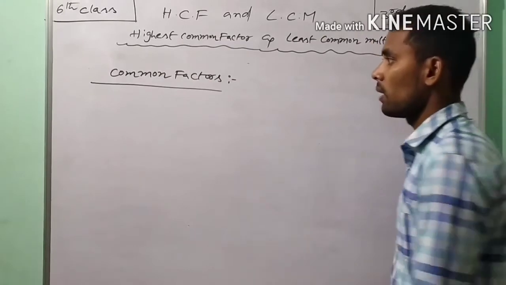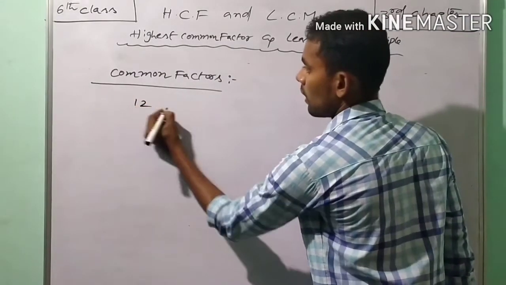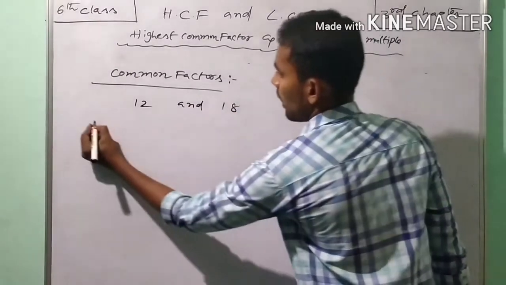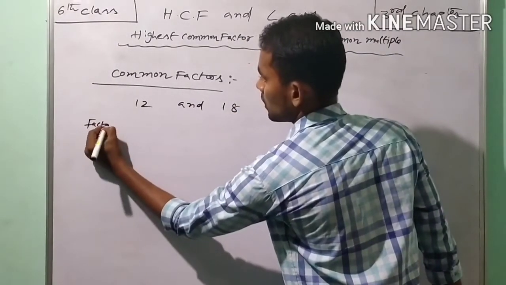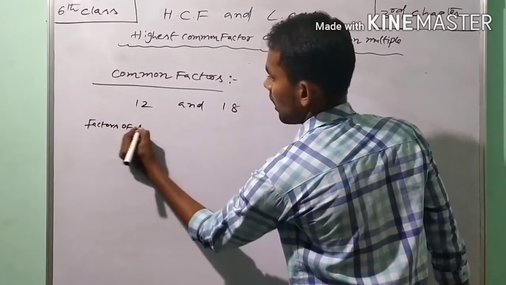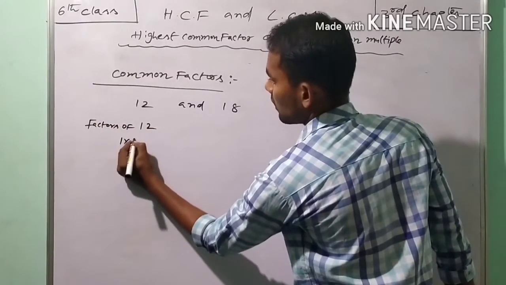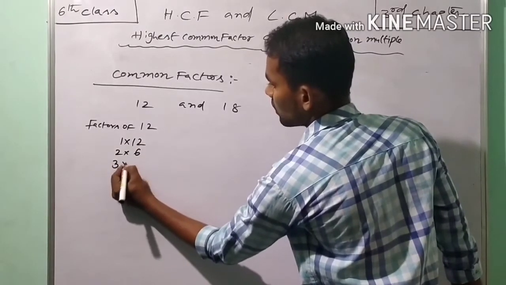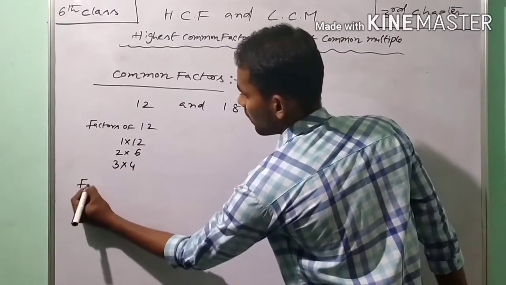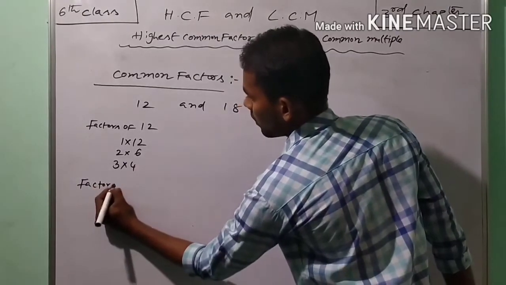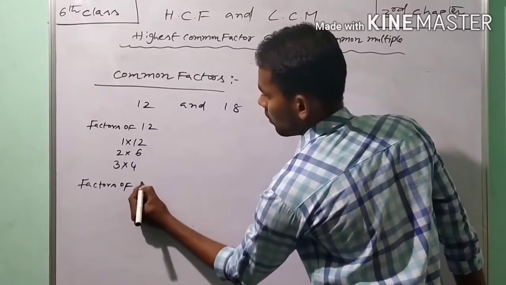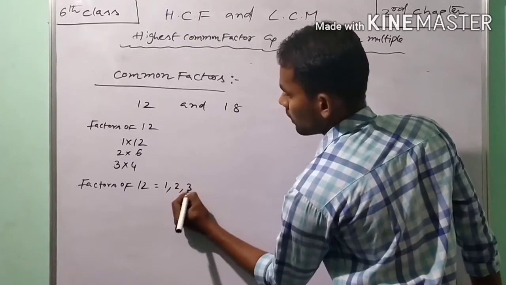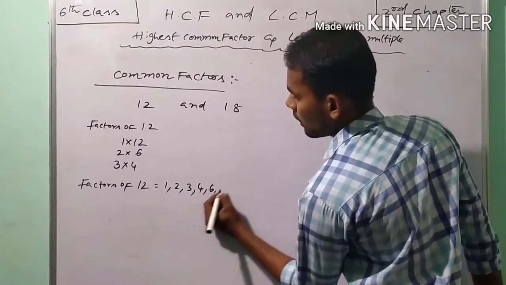For example, 12 and 18. Factors of 12: 1 twelves are 12, 2 sixes are 12, 3 fours are 12. Factors of 12 equal 1, 2, 3, 4, 6, 12.